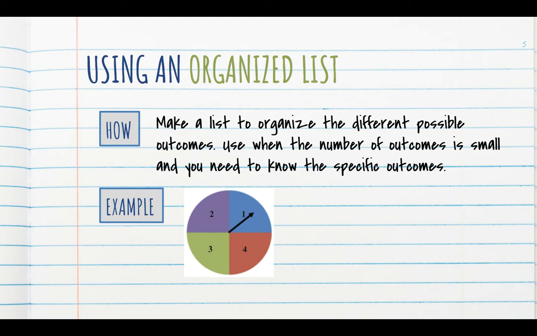When I think about using an organized list, I think about what could happen when I spin the spinner. I could get a 1, I could get a 2, I could get a 3, or I could get a 4. So my possible outcomes are listed in order in brackets. My sample space then is 4 outcomes.